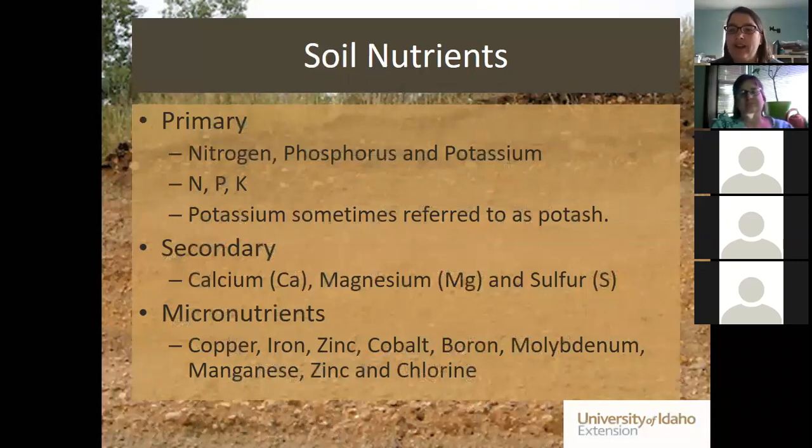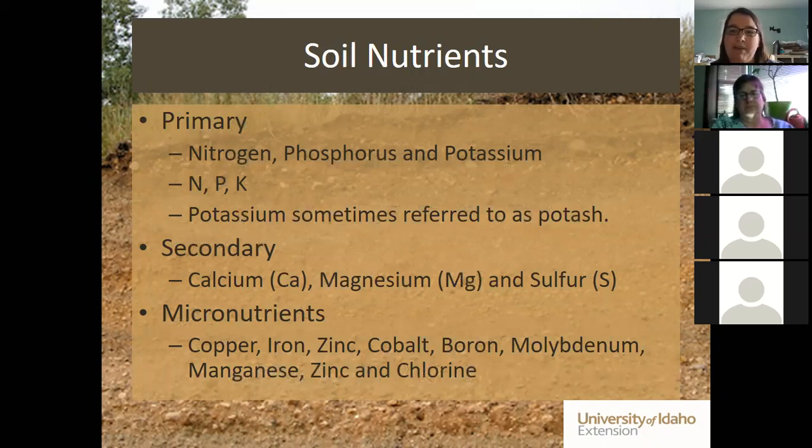So, soil nutrients. Plants get all of their energy from the sun, unlike us, we have to eat food to get energy. But we also eat food not just for the calories, but for the nutrients. So the plants also need nutrients. They get their energy from the sun, but they still need the building blocks of life from the soil. So they need nitrogen, phosphorus, and potassium, the three main nutrients that a plant needs. Those are usually abbreviated N, P, and K. Potassium sometimes is referred to as potash.